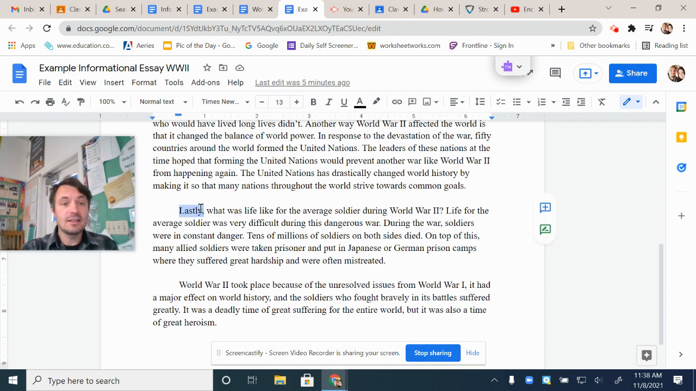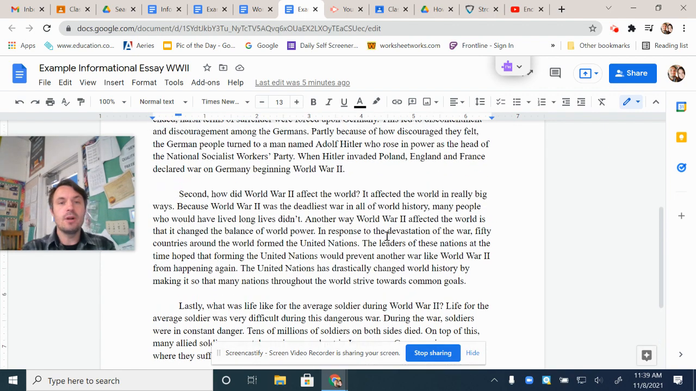Next, it says, lastly. That's how my third main body paragraph starts because it's my last main body paragraph. Then it goes into my topic sentence. What was life like for the average soldier during World War II? That's all I'll talk about in this paragraph. Life for the average soldier was very difficult during this dangerous war. During the war, soldiers were in constant danger. Tens of millions of soldiers on both sides died. On top of this, many Allied soldiers were taken prisoner and put in Japanese or German prison camps where they suffered great hardship and were often mistreated.